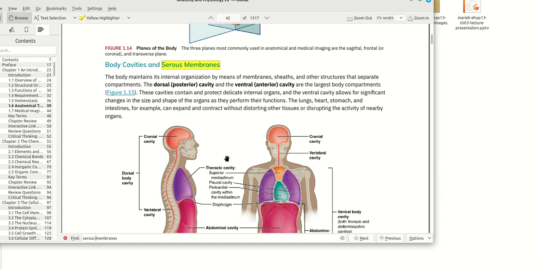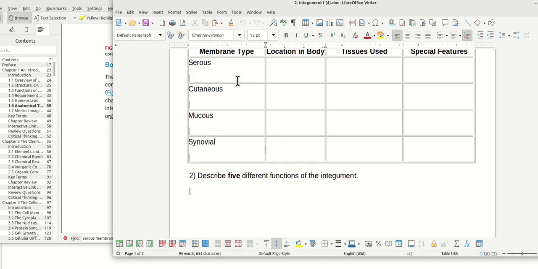All right, here we're going to take a look at the second worksheet. So let's bring that up. And we need to find out first about the various membranes. Now, I realize the PowerPoints and the book are a little bit different.